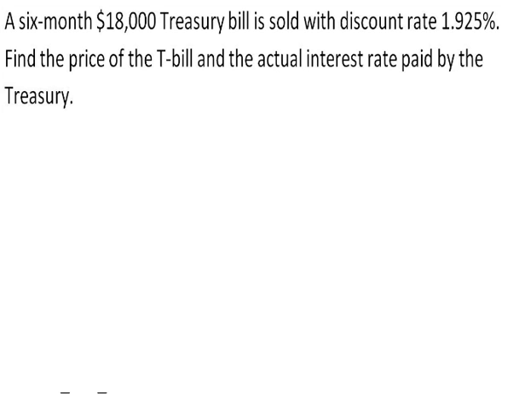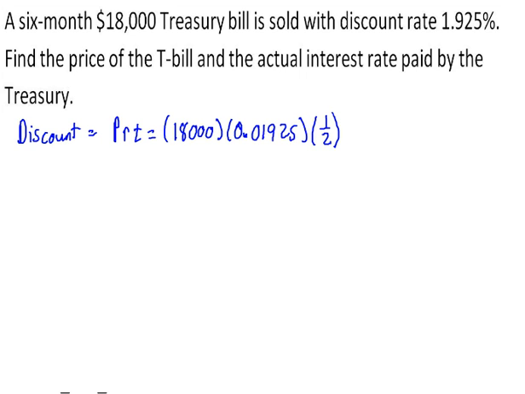So to figure out what is the actual price, first we figure out how much is the discount on this treasury bill. That means how much interest would you have from an $18,000 for 6 months at a rate of 1.925%. So in this example, the discount is the principal times the rate times the time, which would be $18,000 times the 0.01925, the interest rate in decimal form, times the time. Now remember, the time is in terms of years, so since it's 6 months, that's 6 over 12, which would be 1/2.